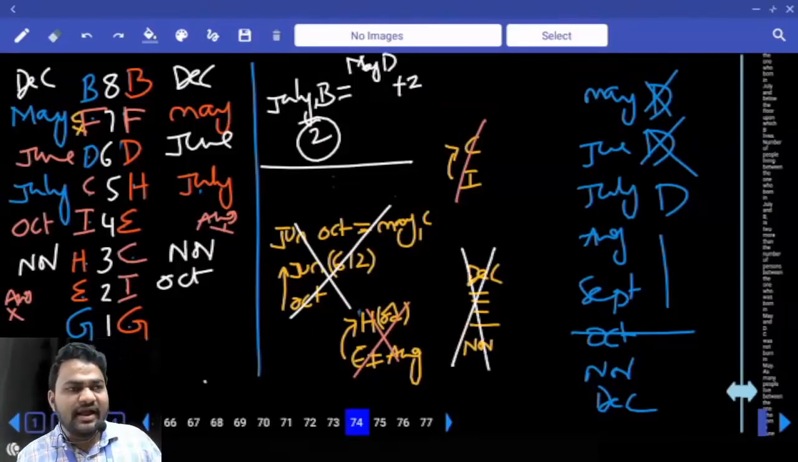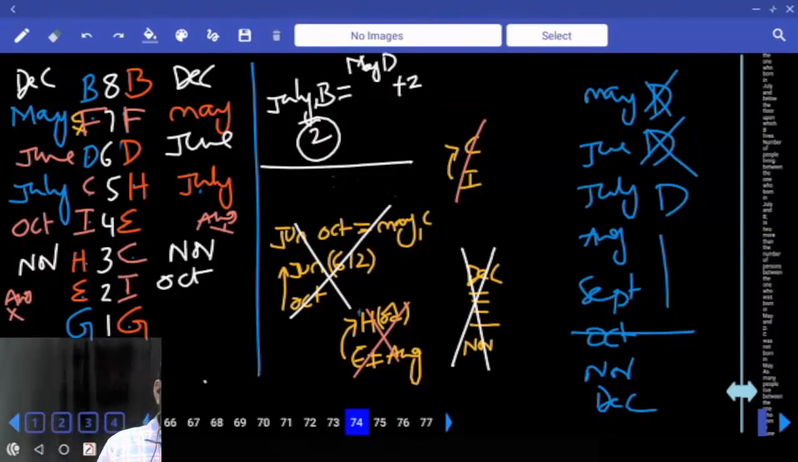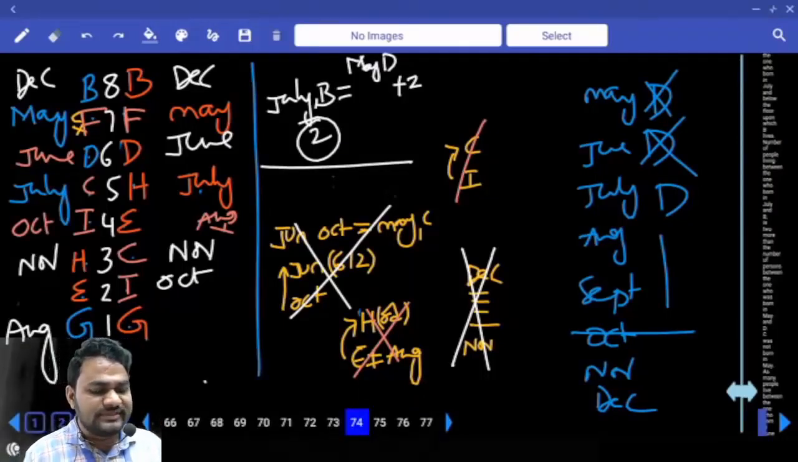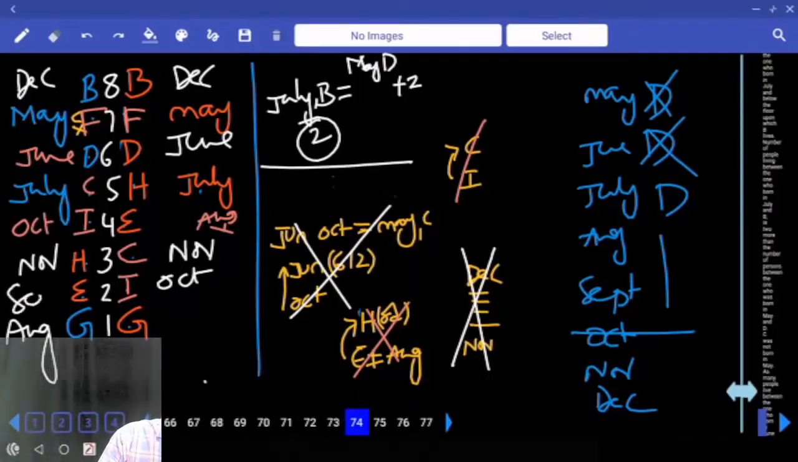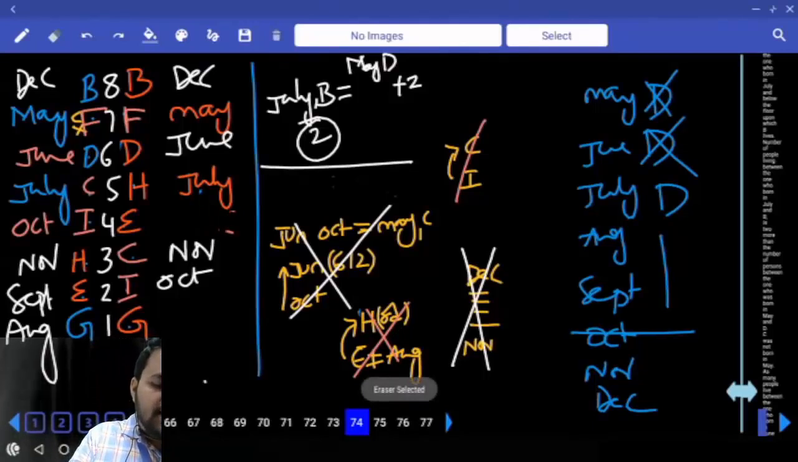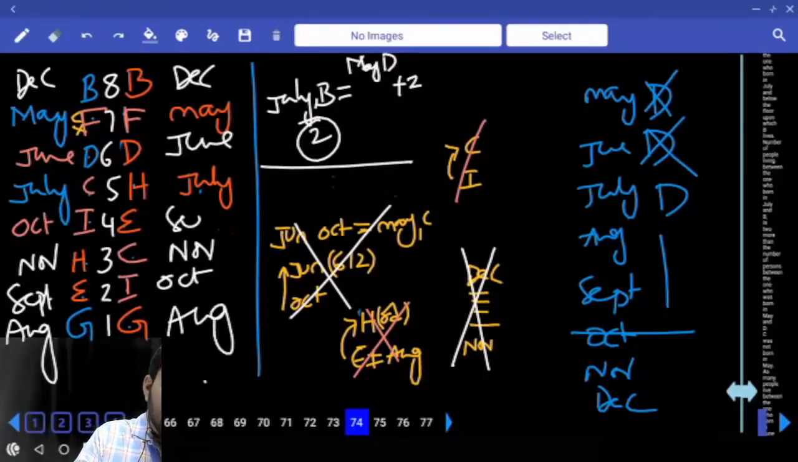The remaining condition which is left over here is that E is not in the month of August. When it is not in the month of August, G must be in the month of August. The remaining month which is missing here is September, I think. Next, right side possibility. Here it is not August, then it must be August and then September.